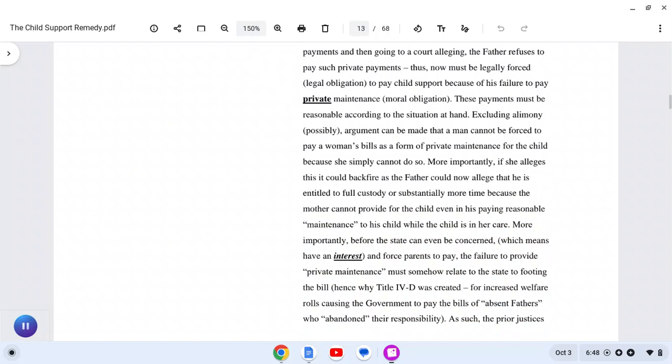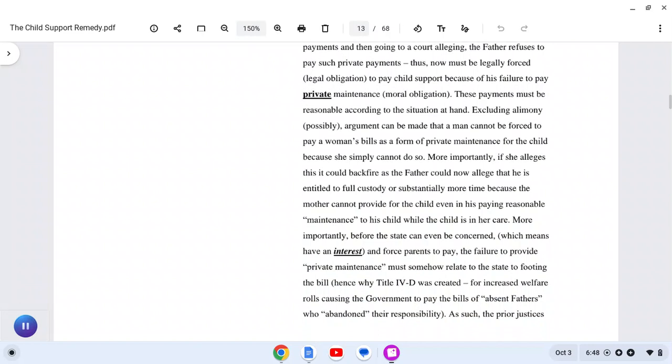Argument can be made that a man cannot be forced to pay a woman's bills as a form of private maintenance for the child because she simply cannot do so. More importantly, if she alleges this, it could backfire, as the father could now allege that he is entitled to full custody or substantially more time because the mother cannot provide for the child, even with his paying reasonable maintenance to his child while the child is in her custody.